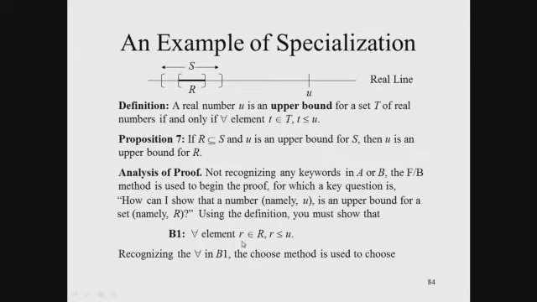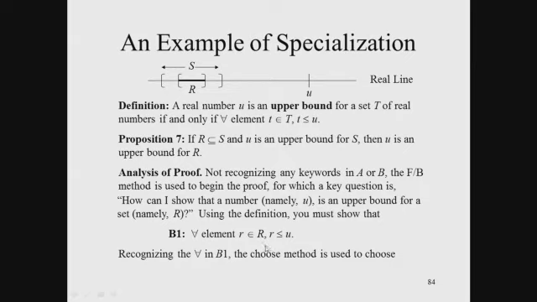What are the objects here? Elements R in the set R. What's the certain property? There is none. And what's the something that happens? R is less than or equal to U. Good. Okay. Identify the objects, the certain property, and the something that happens.